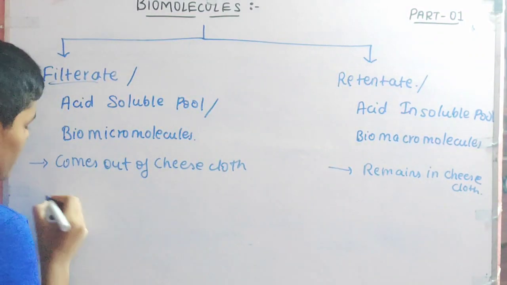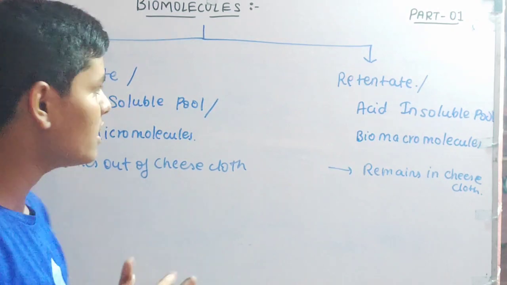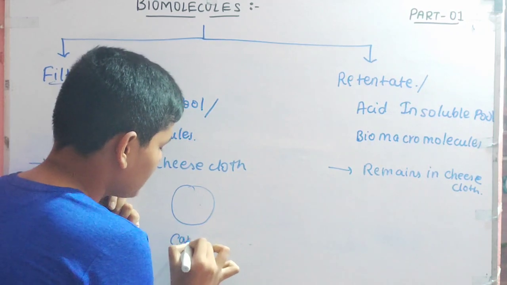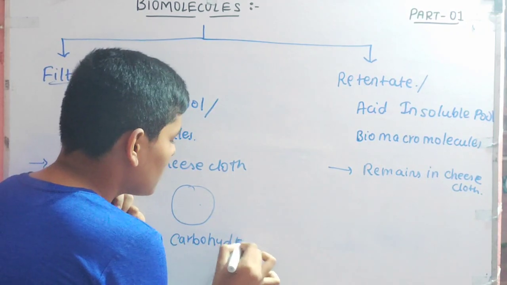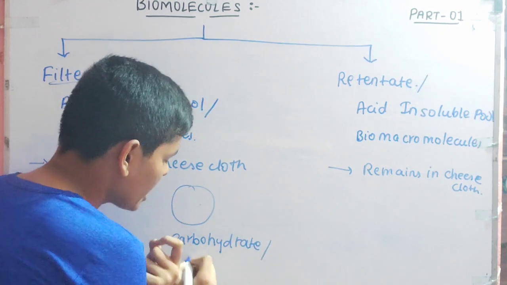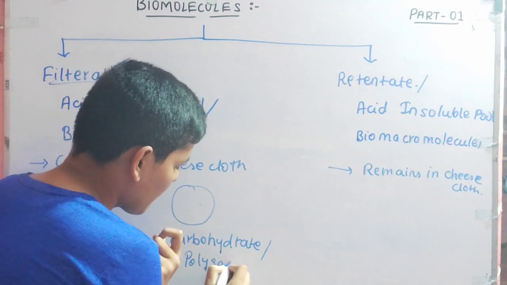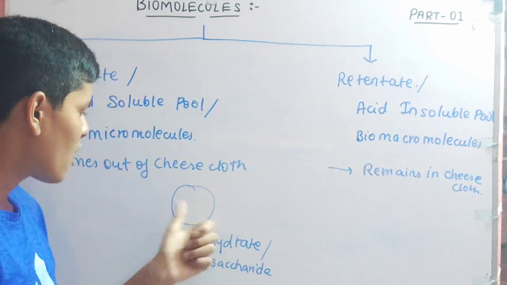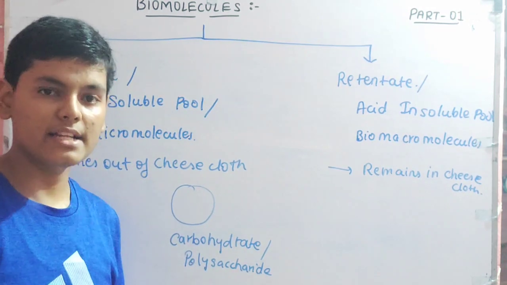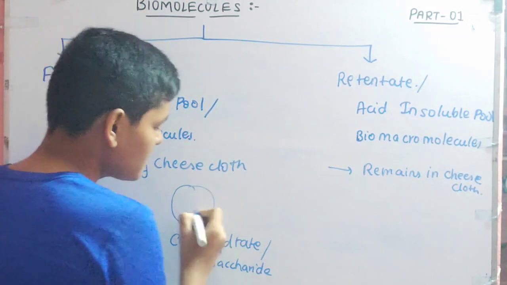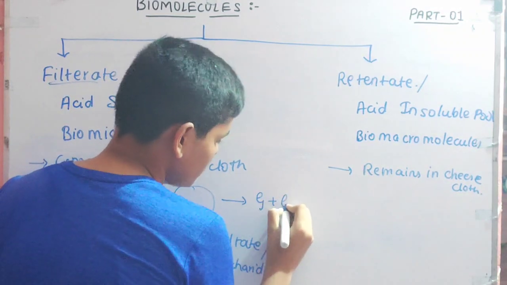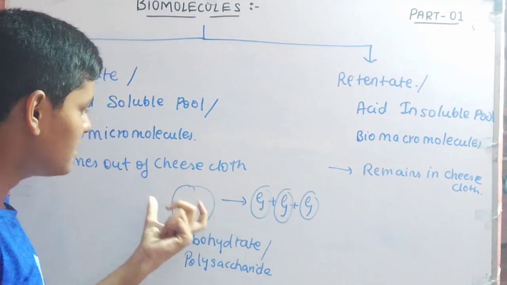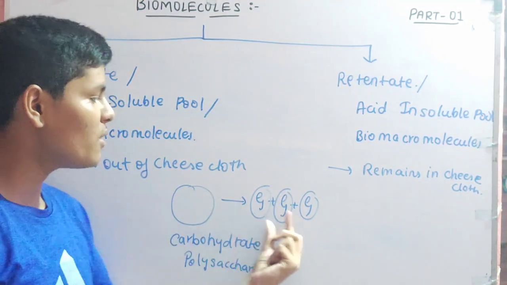Now the examples of biomacromolecules. To understand this, we have to learn about some substances. For example, this is known as a carbohydrate, and over here we are talking about a polysaccharide. What is a polysaccharide? In our nutrients video, we have learned that a polysaccharide is made up of very small monomers. This carbohydrate is made up of glucose plus glucose plus glucose. So this is a polysaccharide sugar, and these are the small components.